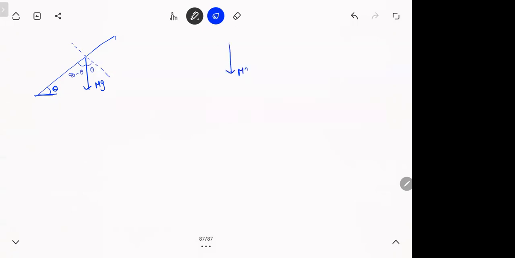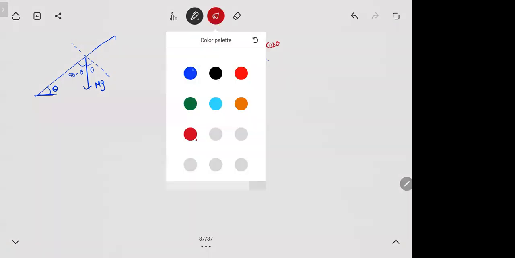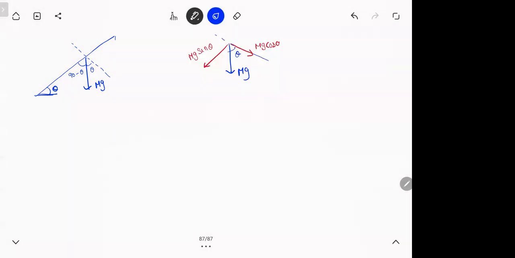Next thing, if this is mg, this is the normal and this is theta, the side where the angle touches is the adjacent side. So that will be mg cos theta. Automatically the other side will become mg sin theta. So these are the components of mg along the plane and perpendicular to the plane.